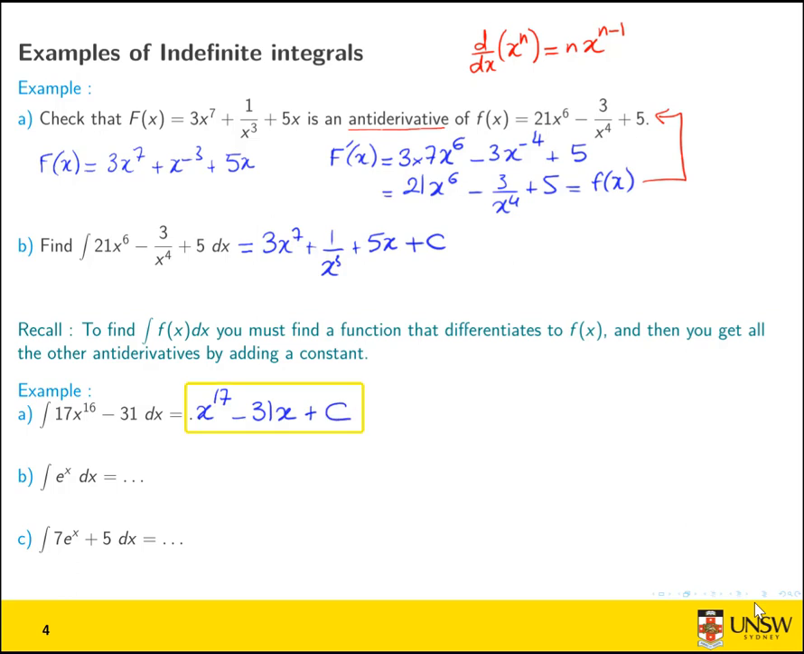This time I need to dig in my memory for the derivative formula. I know exactly which function differentiates to give exponential. It's exponential itself. And then in order to get all the antiderivatives, I add a constant. Last one, we just said that exponential is its own derivative. So if I differentiate 7 times exponential, I'm going to get 7 times exponential. And a function which differentiates to give 5 is 5x. And I add a plus c to describe all the antiderivatives.